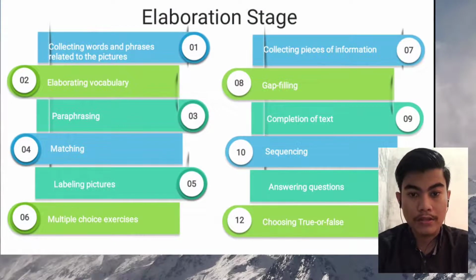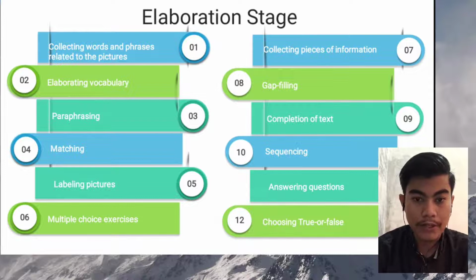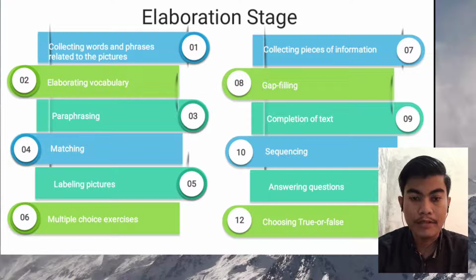Okay, on this occasion, I will continue the explanation about using visual material in teaching, especially in teaching English. And this is still about the three principles that can be used by the teacher while using visual material in teaching. The first stage, which is the exploration stage, was already explained by my friend before, and I will continue with the second stage, which is the elaboration stage.